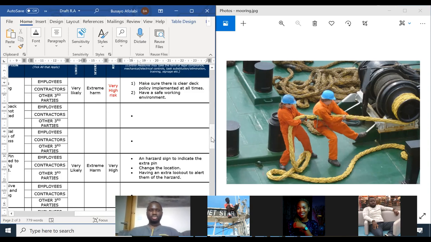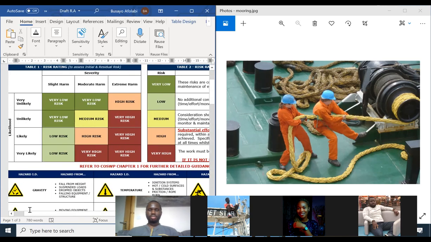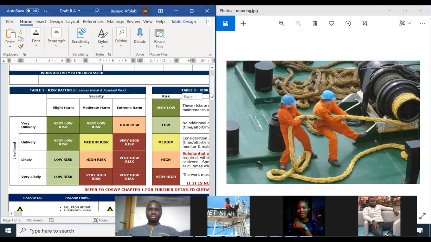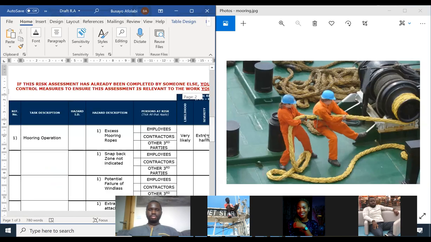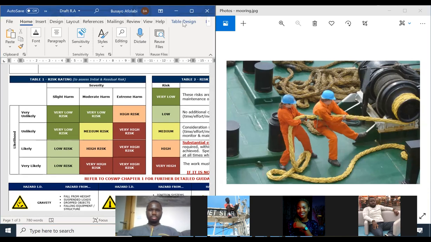So now with this one, which is very high risk, should we go back to the calculator? Now that we have put these control measures, what's the likelihood of it happening? Beatrice. Yeah, so we are going to have likely. Yes. So you will go from very likely to likely. Okay. I feel it should be on likely.